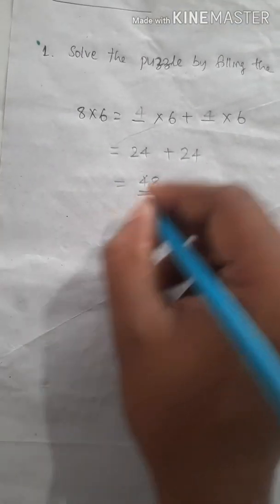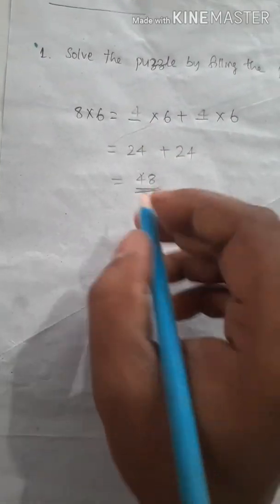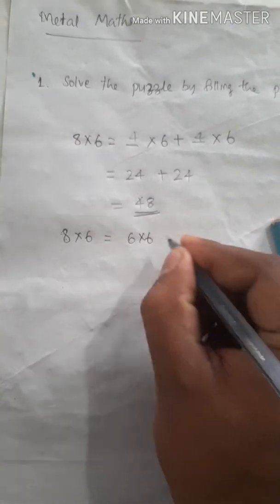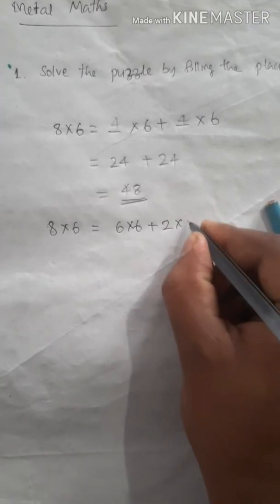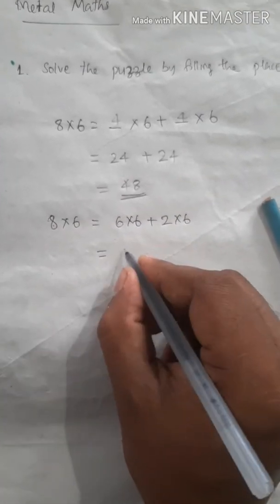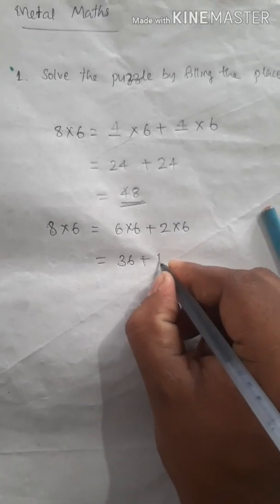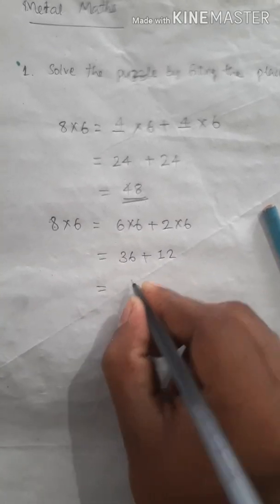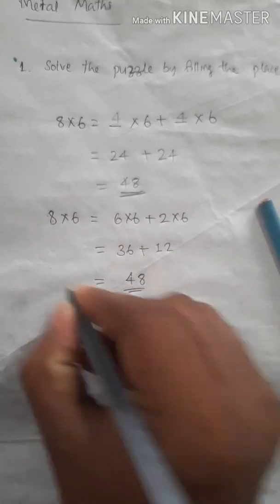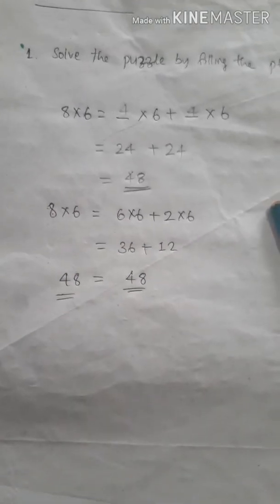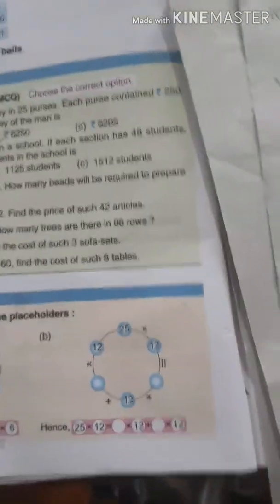Or let us check. 8 into 6 is equal to 6 into 6 plus 2 into 6. Here 6 into 6 is 36, plus 2 into 6 is 12. 36 plus 12 is equal to 48. So 8 into 6 is 48, equal to 48. So we got the answer. Understood? Next question.